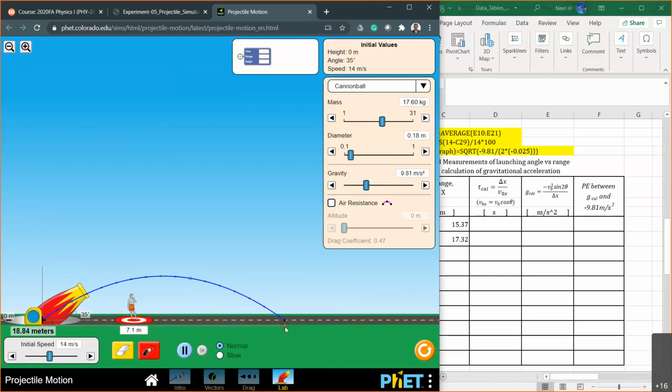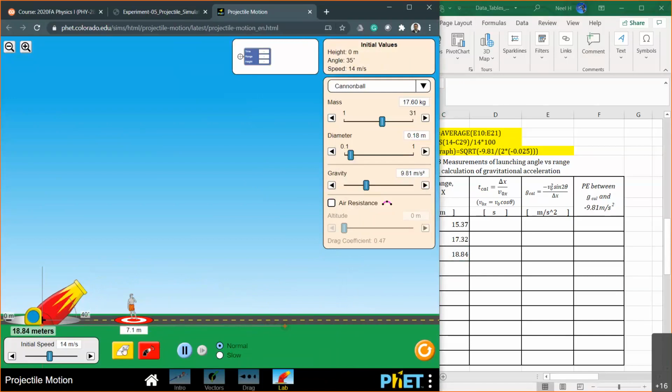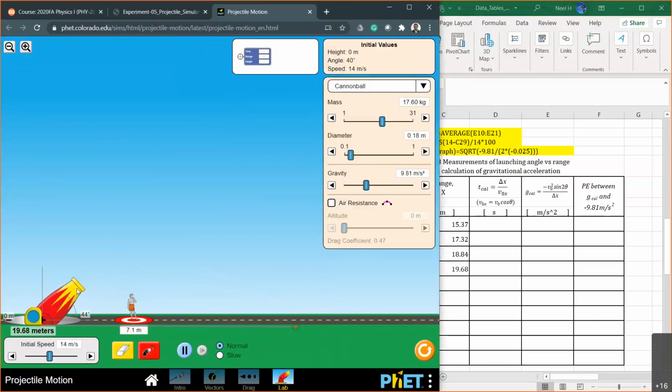Measure it again. I'm rechecking to make sure the number is close by. 18.77, 18.84. That's okay. Let's leave a little bit of error. 18.84. Change the angle, erase the path, to 40 degrees. You can see now it's slowly increasing, right? Now I'm on 40 degrees. Now it is 19.68. Let's make sure that, yeah, that number should be perfect. 19.68. And erase the path, go into 45.